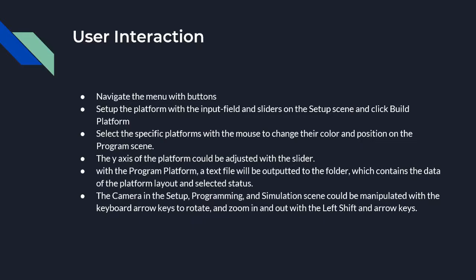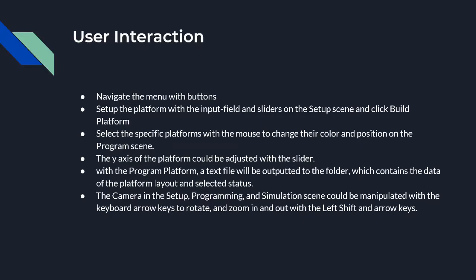The first scene is the main menu. There is the setup button, simulate button, the exit button, and the program button. In the first scene, the setup scene, we can change rows and columns of the platform using input field, and there are two sliders for spacing between the tiles and between the nodes and the range of the y-axis. So we can change that too, and then we can click on the build platform, and we can see the platform will be created in the background.